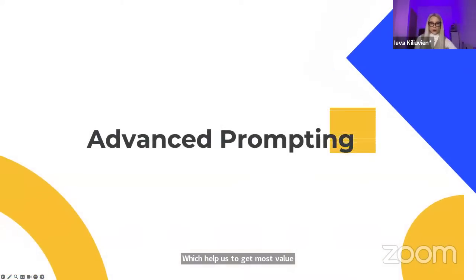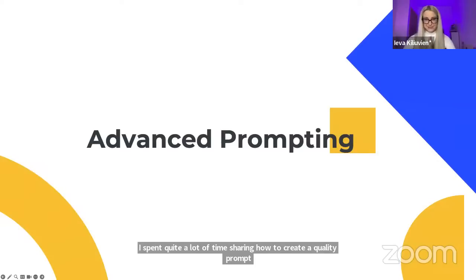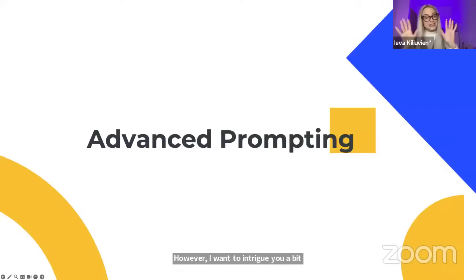So I spent quite a lot of time sharing how to create a quality prompt. However, I want to intrigue you a bit. This is not actually the best way. Don't get me wrong, it is very necessary, essential, like the quality foundation for a house, but not the best way. Why? Because just as a house needs a strong foundation, but also requires walls, windows, and a roof to be complete, yeah? So our interactions with AI need more than just a good prompt.